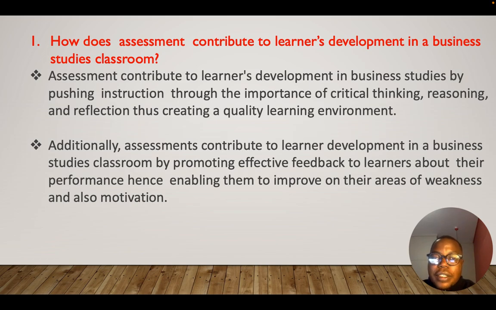Okay, so how does assessment contribute to learners' development in business studies classroom? Assessment contributes to learners' development in a business classroom by pushing instructions through the importance of critical thinking, reasoning, and reflection, thus creating a quality learning environment. Additionally, assessment contributes by promoting effective feedback to learners about their performance, hence enabling them to improve on their areas of weakness and also motivate.